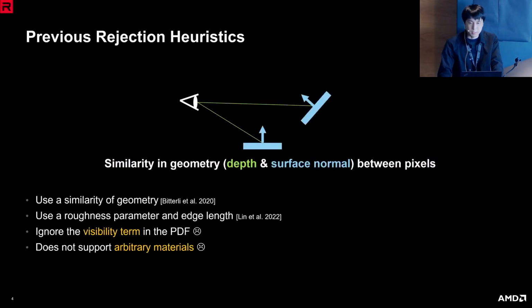Therefore, we reject samples that have dissimilar PDFs. In previous work, ReSTIR rejected samples from reuse using some heuristics, such as the similarity of geometries. This approach uses the depth and normal at each pixel. Lin et al. used roughness parameter and edge length for their connectivity of passes. However, these heuristics didn't support shadow edges and arbitrary material.